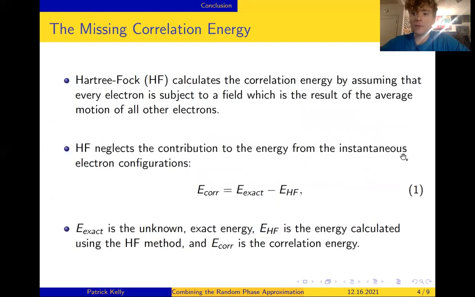So, as we know from class, Hartree-Fock calculates the correlation energy by assuming that every electron is subject to a field, which is the result of the average motion of all the other electrons. Because of this, Hartree-Fock neglects the contribution to the energy from the instantaneous electron configurations. And we can express the missing correlation energy with this expression 1, where E exact is the unknown exact energy of the true system, E HF is what Hartree-Fock estimates it to be, and then what's left over is the correlation energy, which is missing from Hartree-Fock.